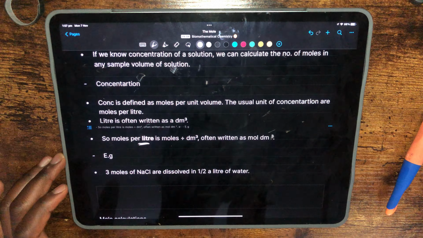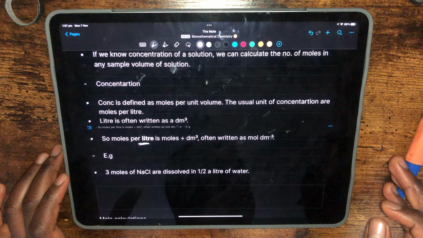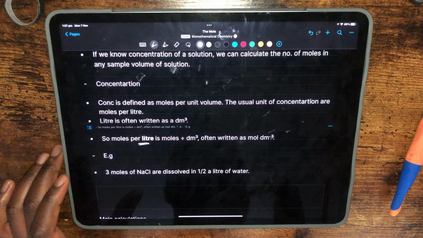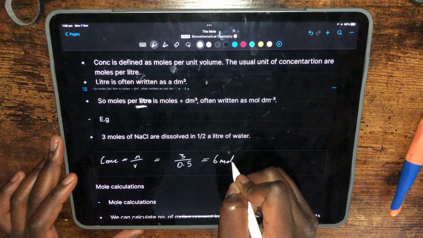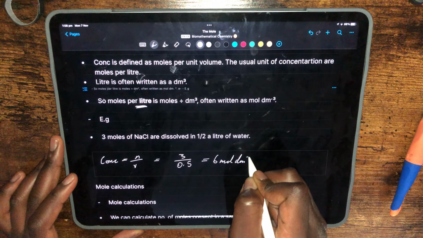For example, if I had 3 moles of NaCl dissolved in 1/2 liter of water, the concentration would be... concentration equals moles over volume, right? If I wanted to work out the concentration, it would be 3 over 0.5, and that's equal to 6 moles per dm cubed.